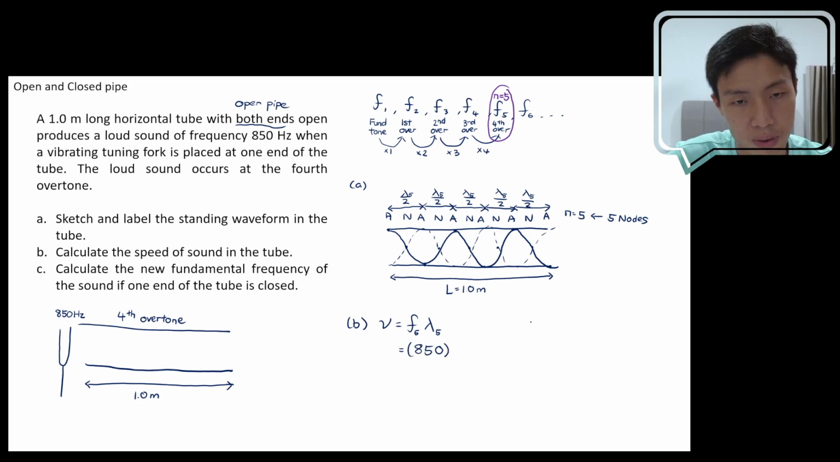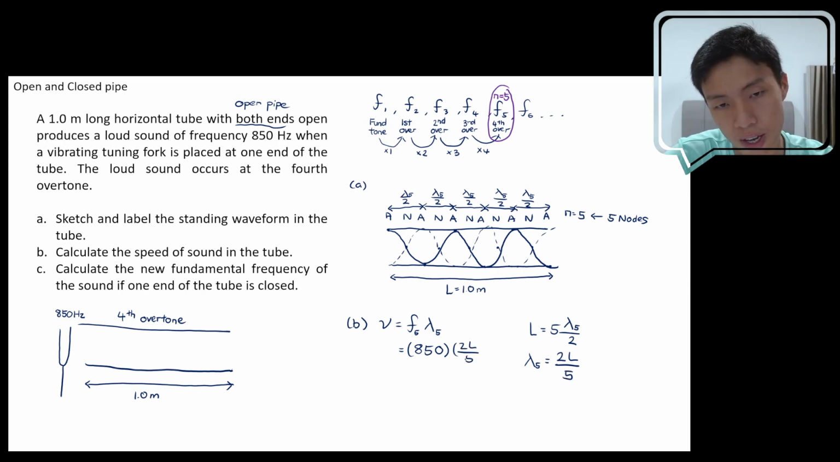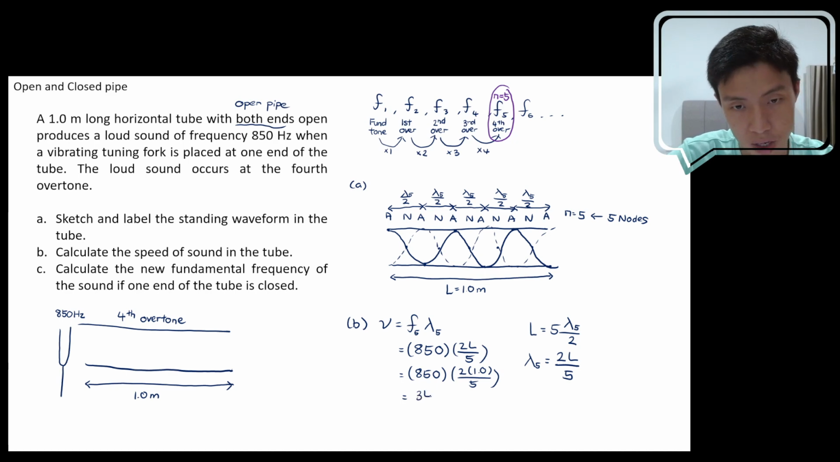We know from just now that we can see that the length of the pipe here can be equated to 5 times lambda over 2. So if you rearrange it, lambda is equal to 2L over 5. So this can be substituted inside. So proceed with your substitution: 850 Hertz, 2 times length 1 meter divided by 5. Then you'll find that the speed is equal to 340 meters per second, which is roughly right.